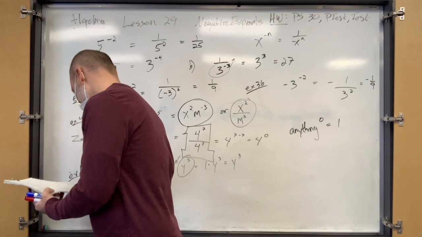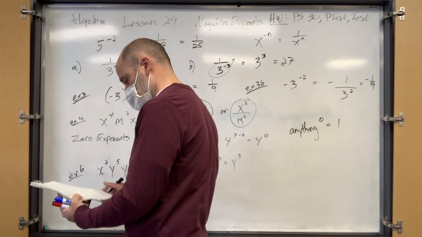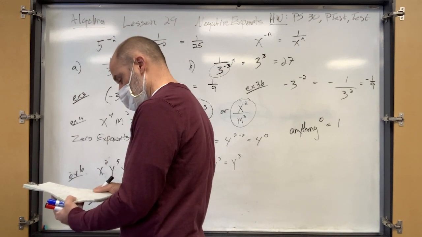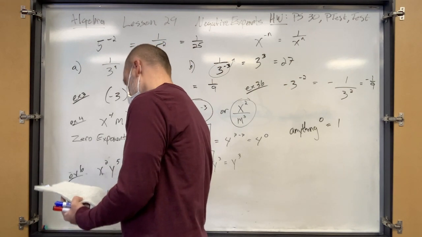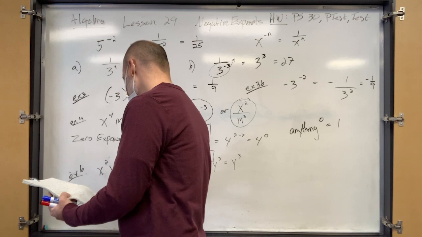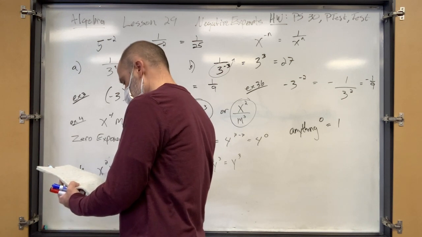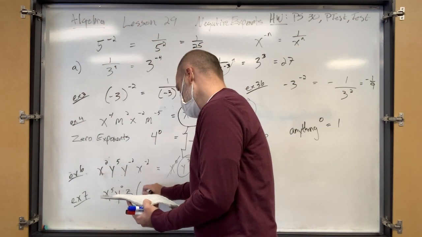I can't have a nugget again. Alright, example 7. Let's try this one. Well, this is just a 2-for-1 problem here. If I have x to the 5th, y to the 0, cute little y to the 0. What's y to the 0? 1.